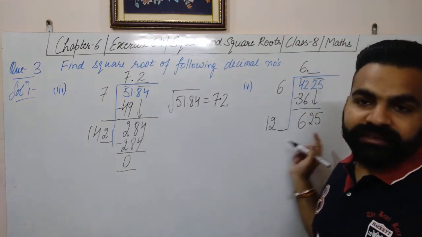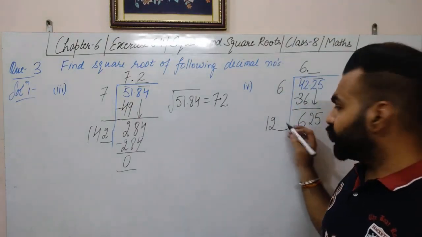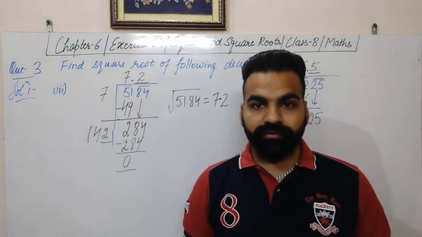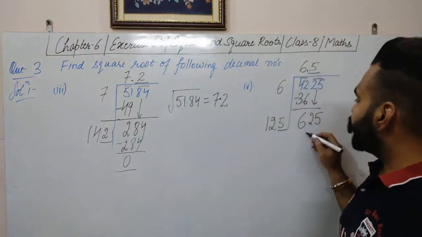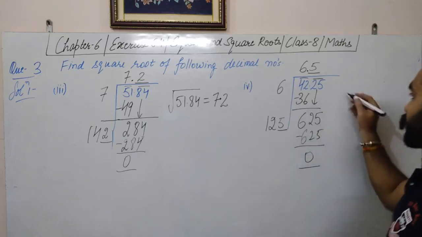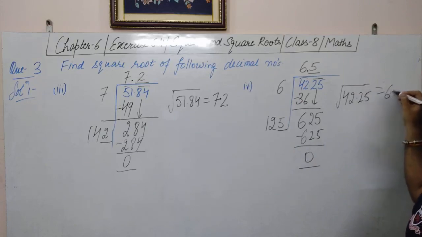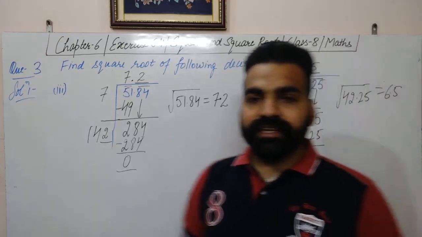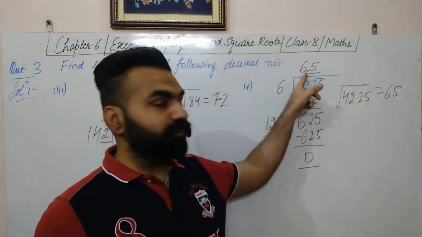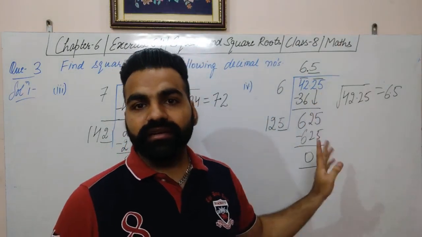Now we know that there is only one possibility to get unit digit 5. So we have to take 5 here because only 5 square is 25. So 125 into 5 is 625. The remainder is 0. So the square root of 42.25 is 6.5. The method is the same. This is also the division method. The only change is we have to put a decimal point in the quotient whenever the pair after the decimal point is taken down.